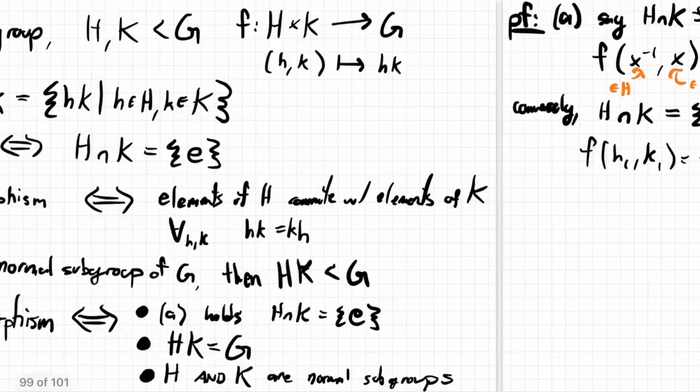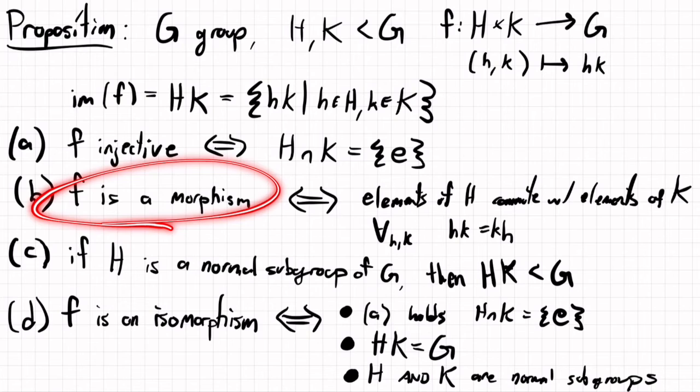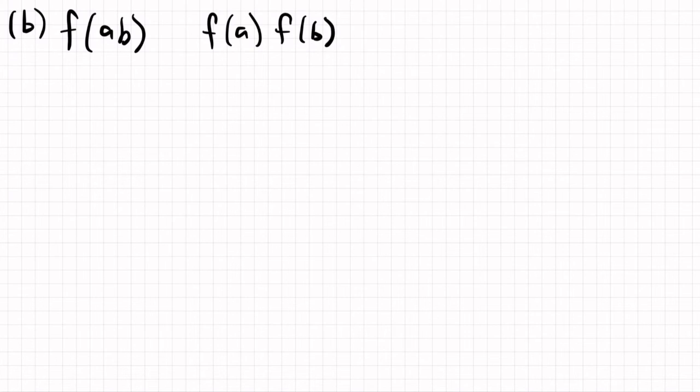Now let's do part B. So how's part B going to work? So remember what we were trying to prove. We were trying to prove F is a morphism if and only if the elements of H commute with the elements of K. So let's take a look at, we want to think about a morphism. So we want to think about f of AB and f of A, f of B, right? And if f is a morphism, we'll have something like this.